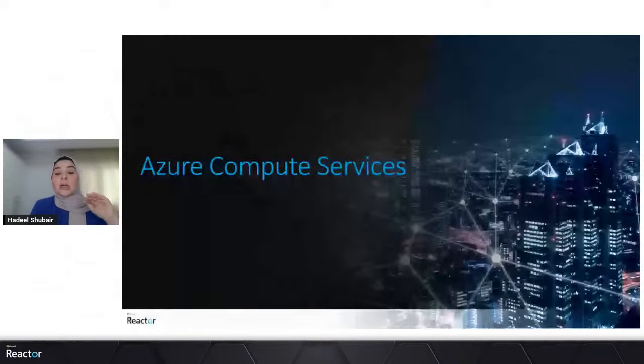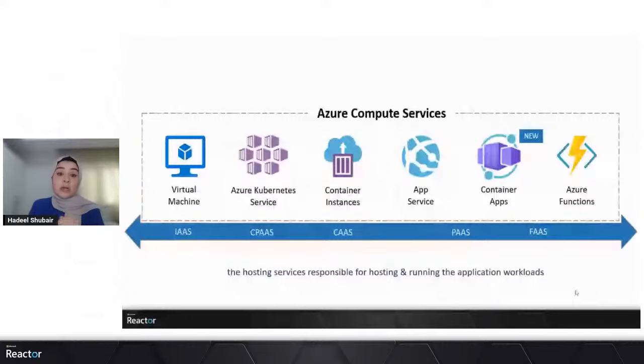As you can see down below, they all fall under a specific category. Virtual machines are part of the infrastructure as a service category. Azure Kubernetes falls under the container platform as a service category, along with container instances. Then you have app services and container apps, which fall under platform as a service, and Azure Functions, which falls under function as a service. So these are the compute services, just for you to get an idea.